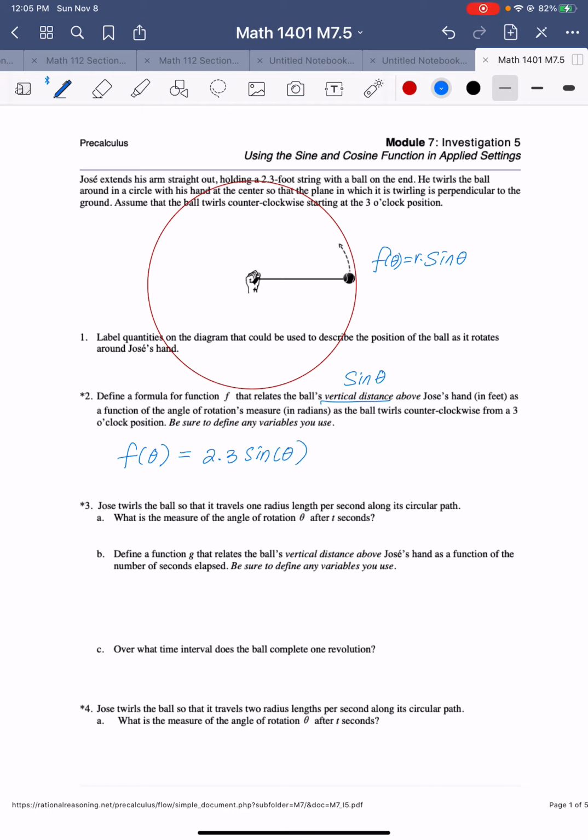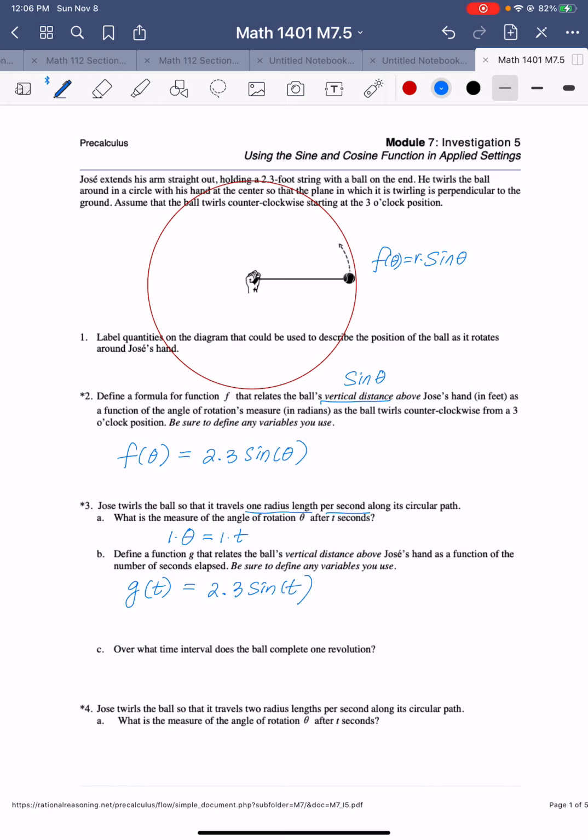And then number 3. Hold it so that the ball travels 1 radian per second. So 1 radian per 1 second. A, what is the measure of the angle of rotation theta after t seconds? We can say that 1 radian is the same as 1 second. In B, define the function g, but this time we're using time: the vertical distance of Jose's hand as a function of the number of seconds t, which means instead of theta, we replace it with t.